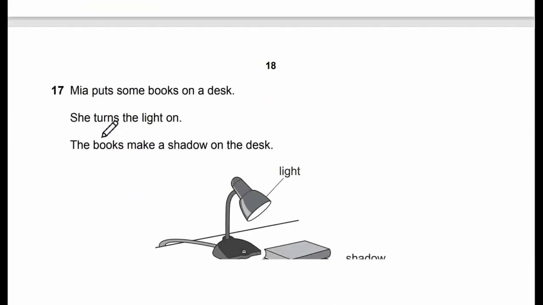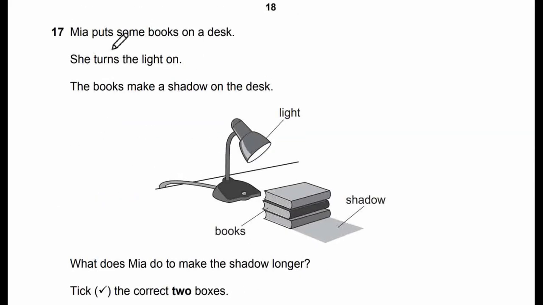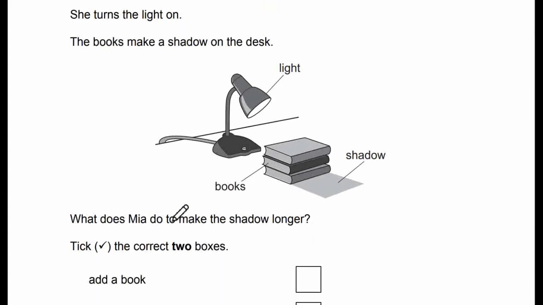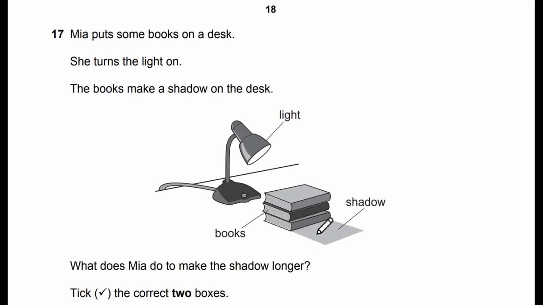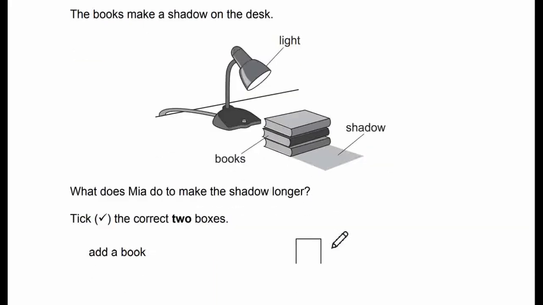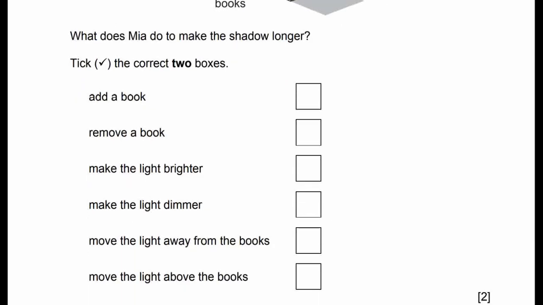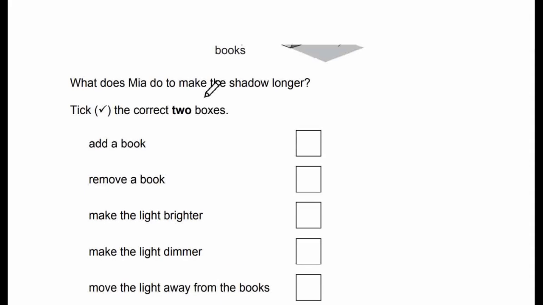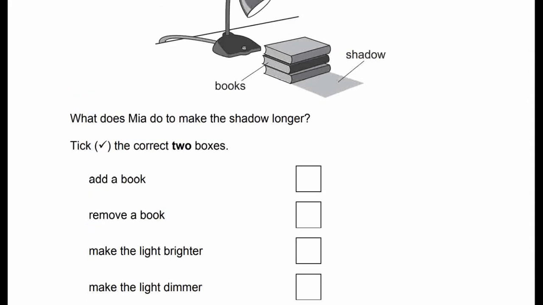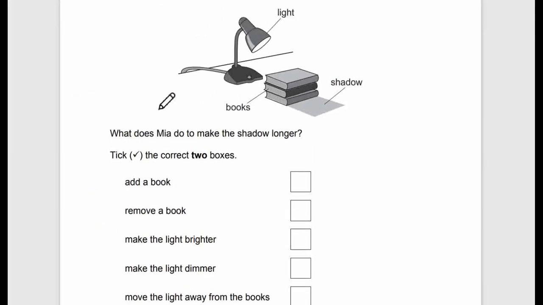Let's go to the next question, number 17. Mia puts some books on the desk. She turns the light on. The book makes a shadow on the desk. What does Mia do to make the shadow longer? Tick the correct 2 boxes. Let's see the possible answers. Add a book. If we add a book, of course, the shadow will be longer. So this makes sense. We keep this answer.